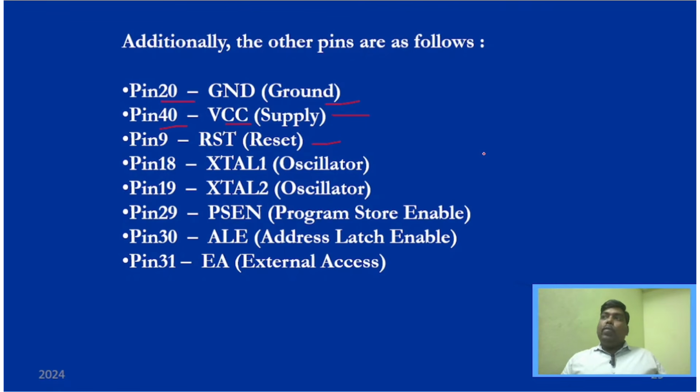And you will have an oscillator in the 8051, right? The oscillator is for timing and synchronization purposes, and for that you will have an external oscillator. That external oscillator can be connected through pin 18 and pin 19, XTAL 1 and XTAL 2, where one acts as the input for the oscillator and the other acts as the output. And similarly you have the program store enable, which is used to access the external memory, right? And similarly you have ALE, address latch enable, at pin 30.